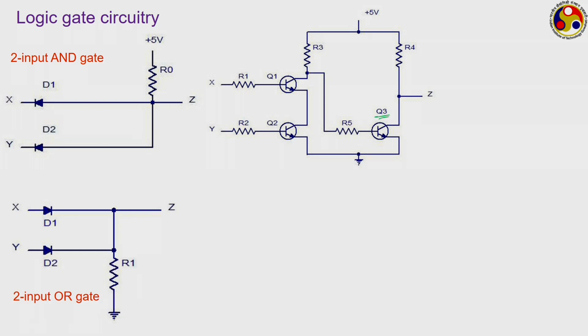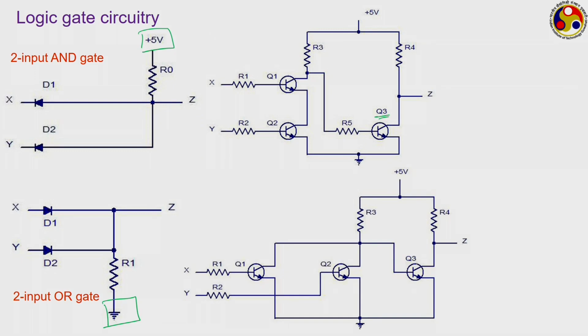In case of OR, we have a diode based OR, which has quite similar operation to the AND. Only in this case, where here we provide a default 5 volt, here the default is 0 because this is earth, and accordingly we get the output from this. Same we can have a transistor based formulation, where the second transistor has been grounded on one side of that.